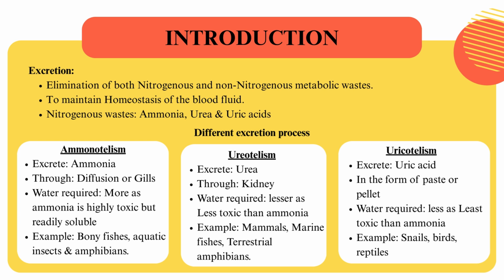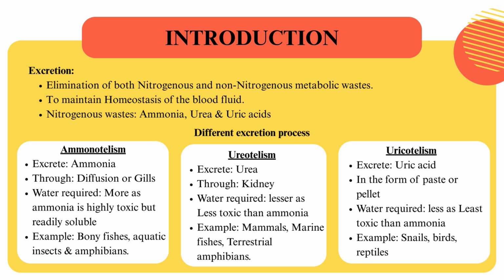There are three different types of excretion. They are ammonotelism, ureotelism and uricotelism. Ammonotelism. In ammonotelism, the organism excretes ammonia through either diffusion or gills. Water required for ammonotelism is more as ammonia is highly toxic, but they are readily soluble. Example: bony fishes, aquatic insects and amphibians.